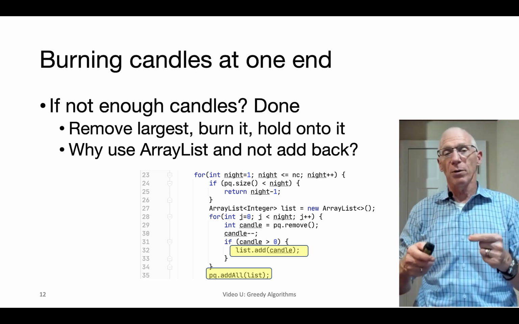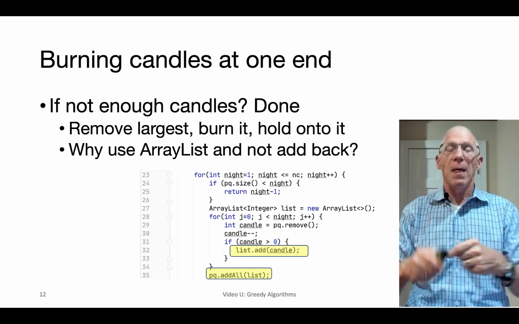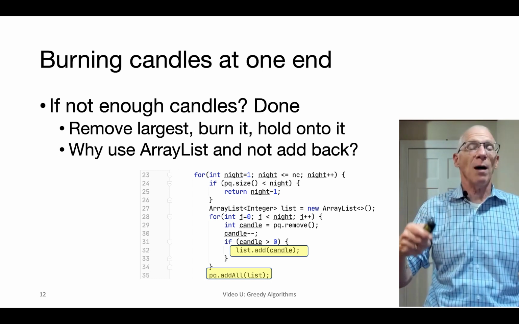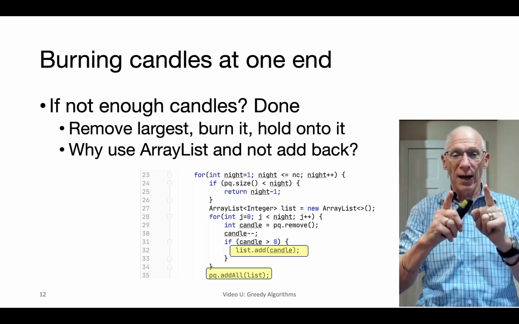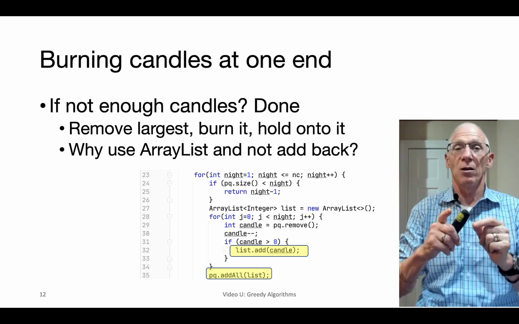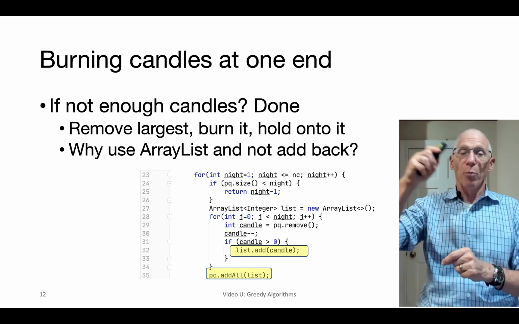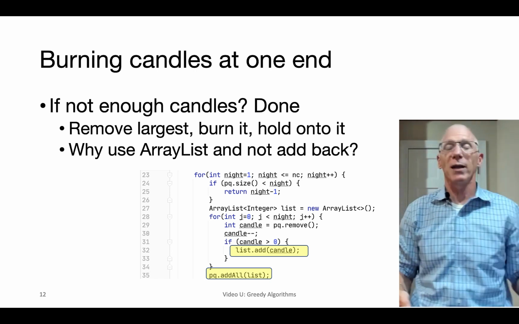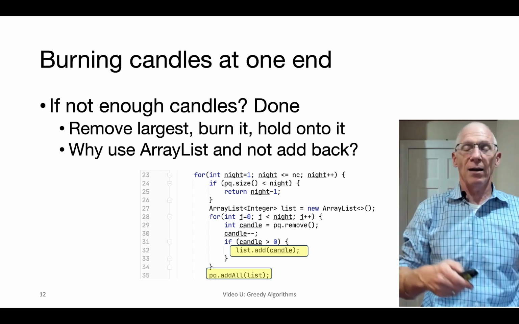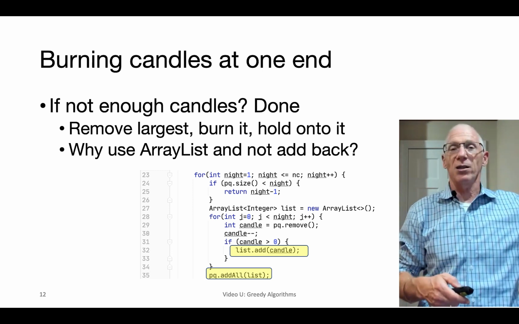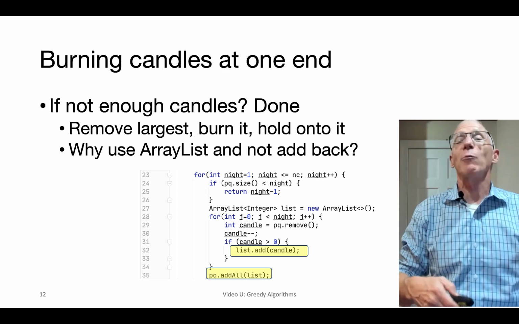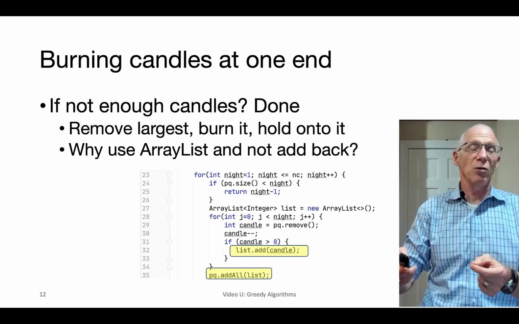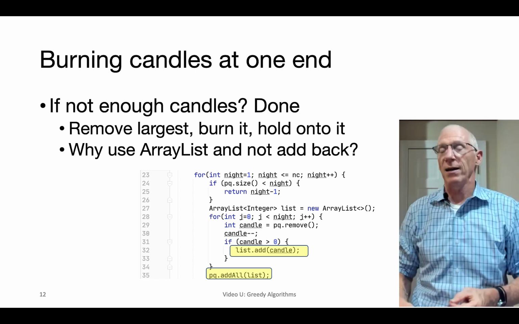We can't simply take a candle, burn it, and put it back in the priority queue. We need this external array list because the way the problem is stated, we must burn 1 candle on a night. We can't burn it twice. We can't pick the largest candle, burn it an inch, and then burn it again. So if we put it back into the priority queue, we might pull it out again. So when we take a candle out of the priority queue, we have to set it aside in this array list. And we continue that process, and when we've burned all the candles we need to on a specific night, then we put them back in the priority queue.